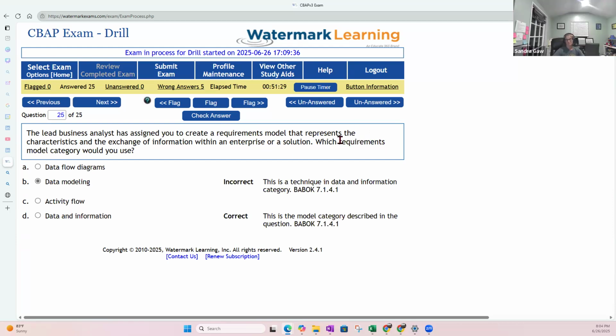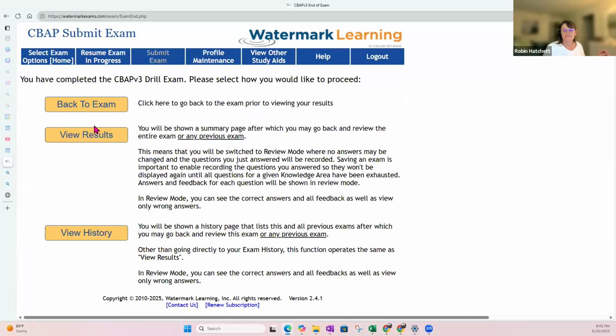Ooh, data and information. I definitely didn't think that. This requirements model category, look at 7.1.4.1, and it's got the list with the explanations of what each one of the requirements model categories are. Okay, let's submit the exam.